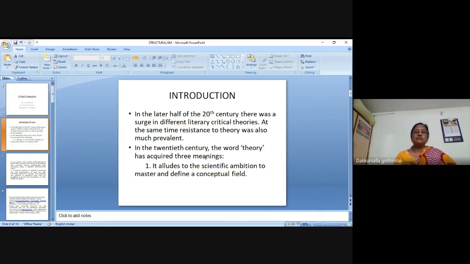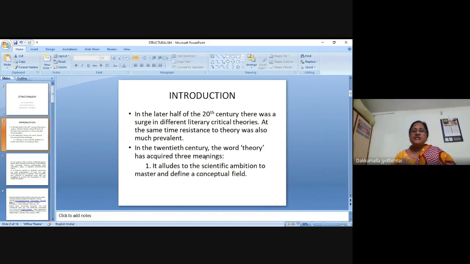Okay, so it alludes to the scientific ambition to master and define a conceptual field. See, the study of literature, people wanted to establish a scientific basis for that. So theory was used to refer to this scientific ambition to master and to define a conceptual field.